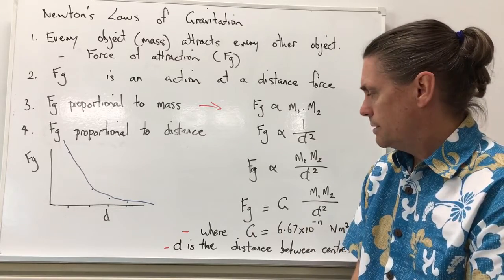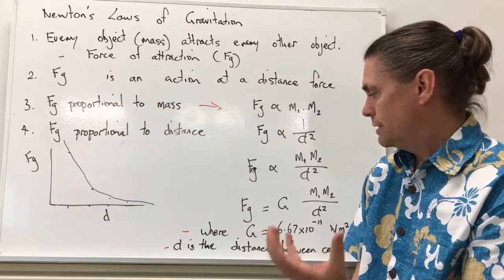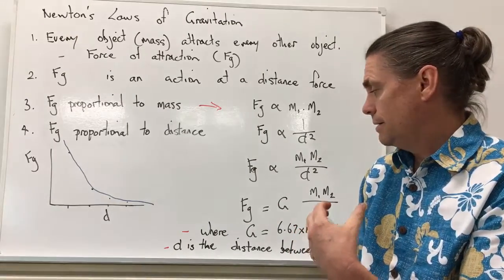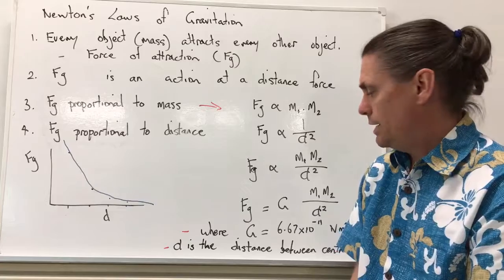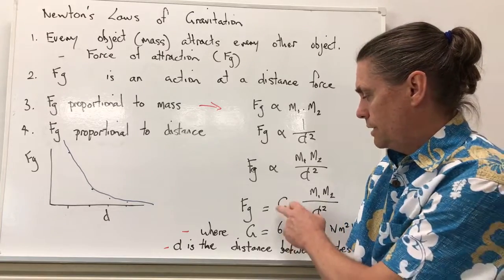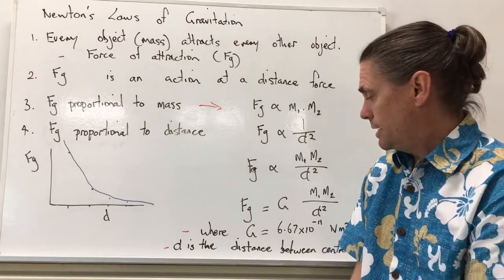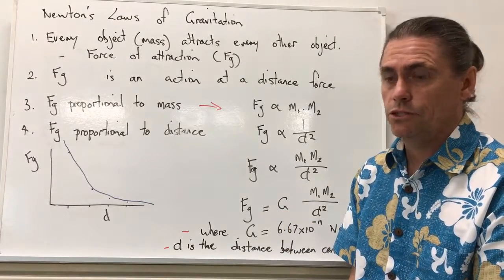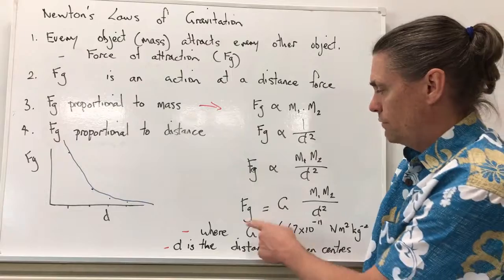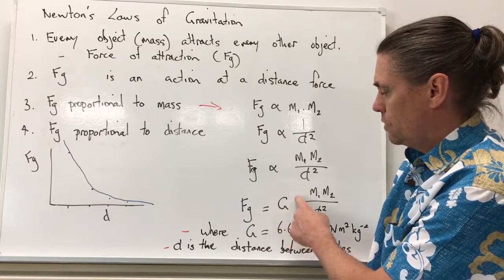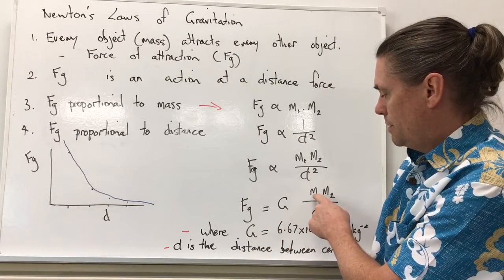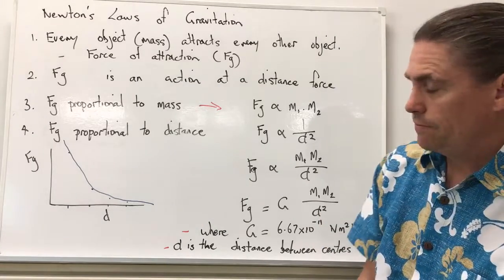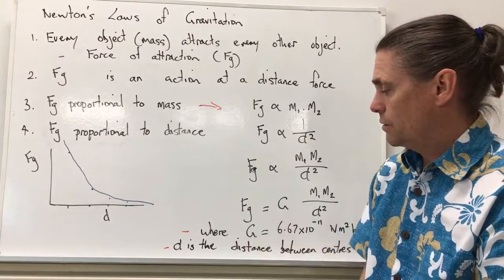Not usable yet, but we need to somehow be able to rearrange this relationship by making it a usable equation. And to do that, we need to put a constant in there, and in this case it's the universal gravity constant, and we denote it with a capital G. And a force of gravity now becomes equal to this constant times mass 1 times mass 2 over the distance squared. A few things to note about this equation.